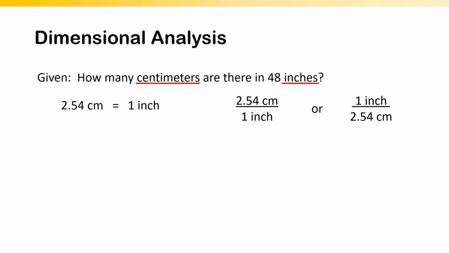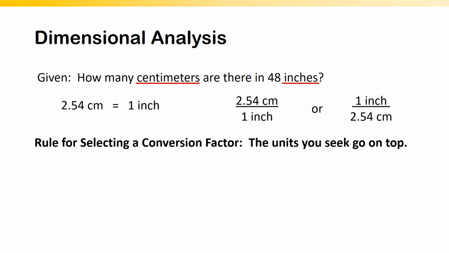Well, this brings us to the third step, which is to invoke the rule for selecting a conversion factor, which says that the units you seek go on top. Well, we have inches, but what we seek are centimeters. So what units are going to go on top? The units we seek are centimeters, which means we're going to use the conversion factor on the left, 2.54 centimeters over 1 inch. This puts our centimeters on top.